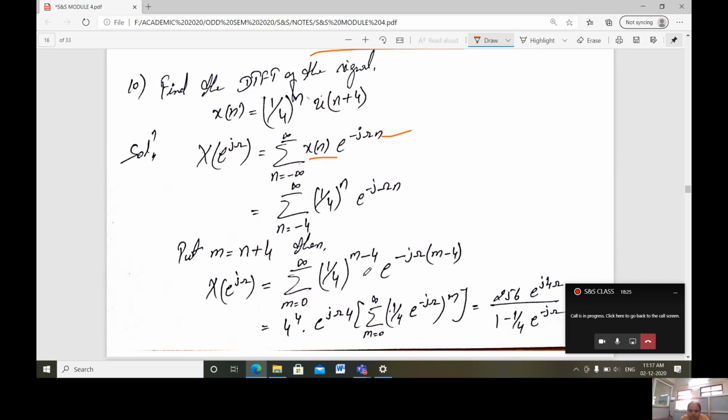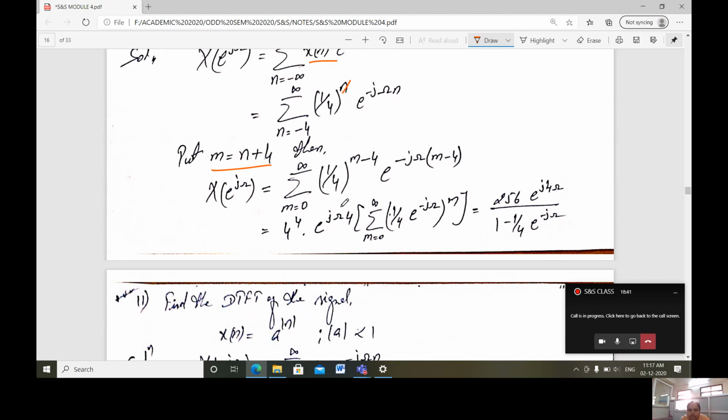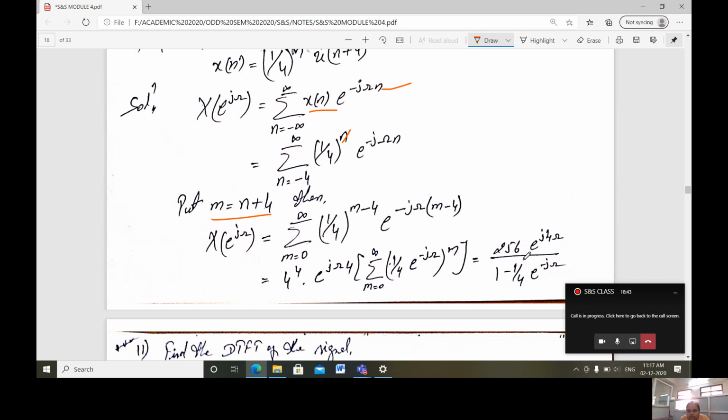Then the equation changes, with m varying from 0 to infinity, 1 divided by 4 power m minus 4. Instead of n, it is substituted as m minus 4. Then e raised to minus j omega into m minus 4, and solving this, you will be getting 256 e power j 4 omega divided by 1 minus 1 by 4 e power minus j omega.